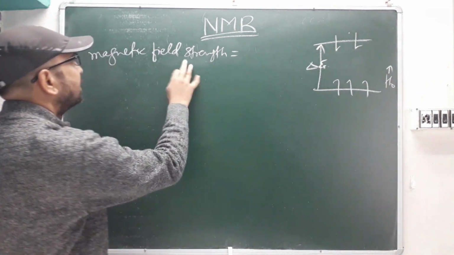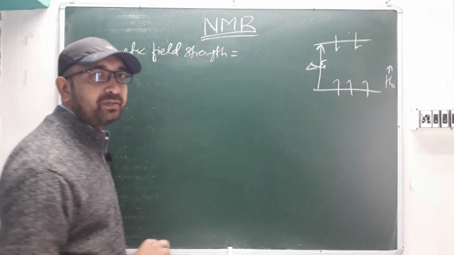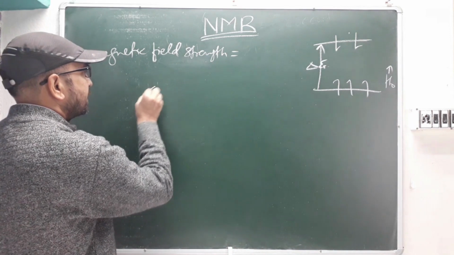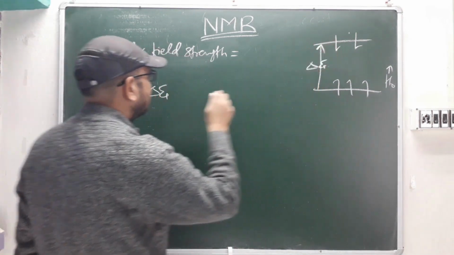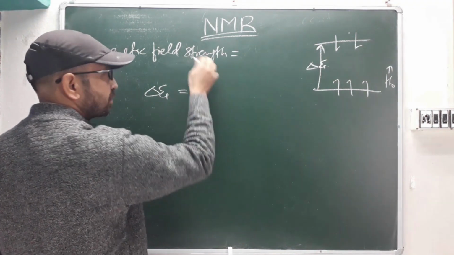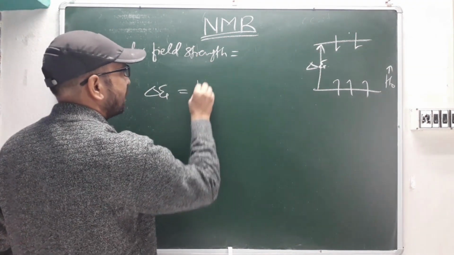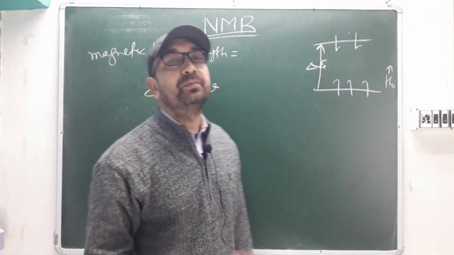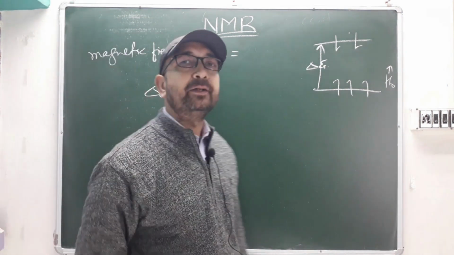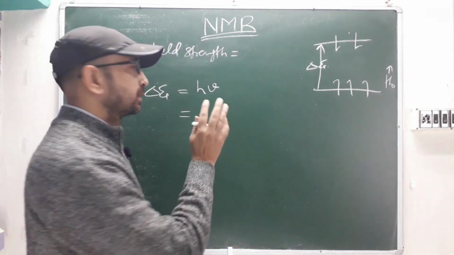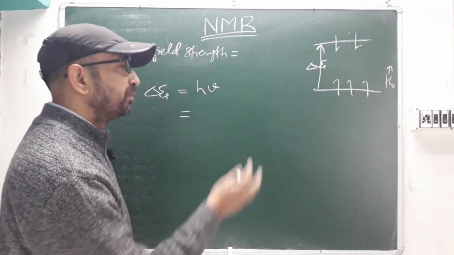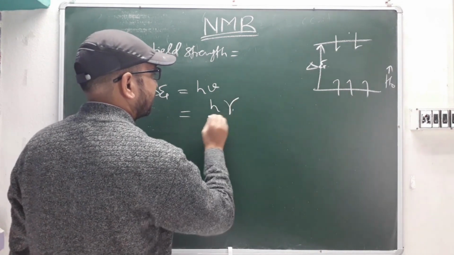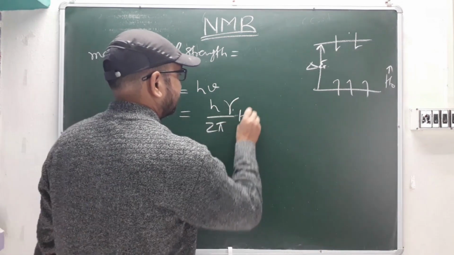Just coming to magnetic field strength, how to find the magnetic field strength, because they will ask questions based on this. We can directly say that it is delta E. Delta E equals h nu, which we already know, right? For this nu, we have a new type of formula for nuclear magnetic resonance spectroscopy, based on the gyromagnetic ratio. It will be h, then the gyromagnetic ratio gamma, then 2 pi, and then B0.